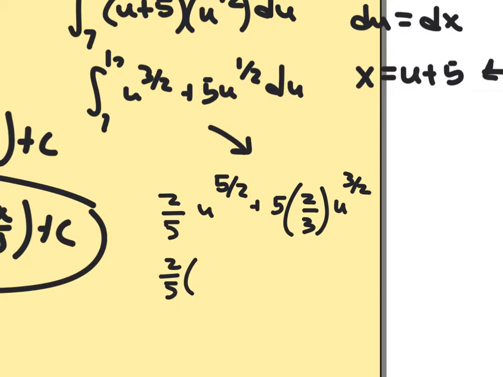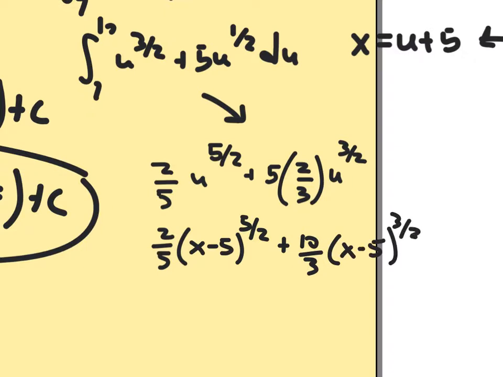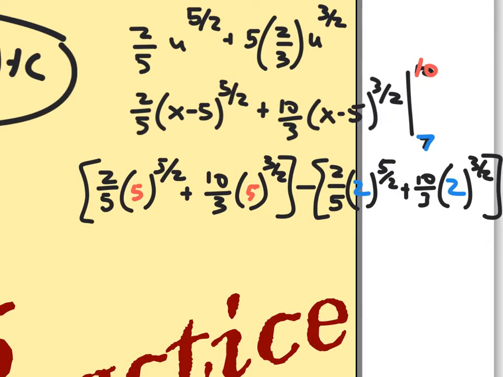So since u was equal to x minus 5, to the 5/2, we're going to do a direct substitution. That'd be 10/3 x minus 5 to the 3/2. Let's go from 7 to 10. I'm going to do this off camera. Oh man, is this going to get filthy. Boy, oh boy.